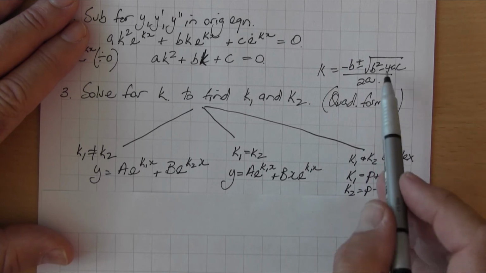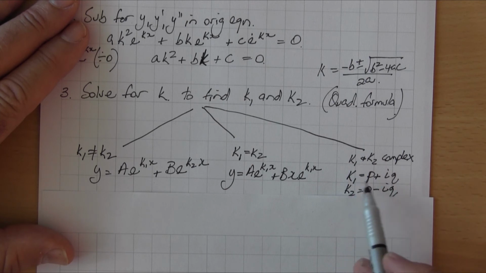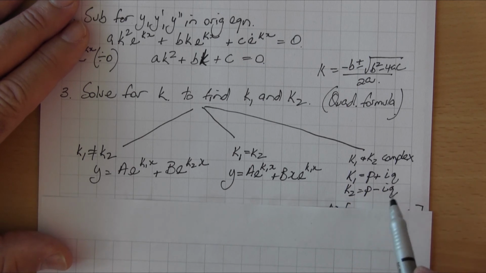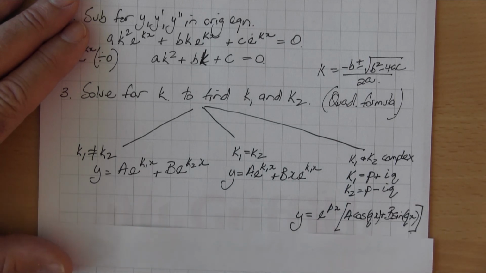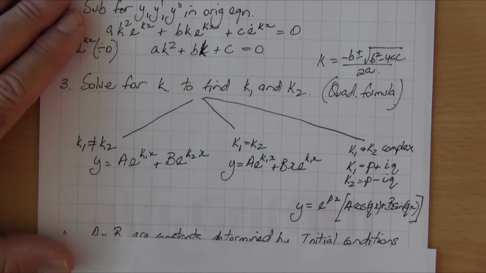And the third scenario is if b² − 4ac is negative, and we're going to get 2 complex roots. So we can say k1 is p + iq, and k2 is p − iq. So the plus and minus iq will be k1 and k2, and our solution is y = e^(px)(A cos(qx) + B sin(qx)), whatever value of p we work out. Okay, so that would be a solution if we get complex values for k1 and k2.